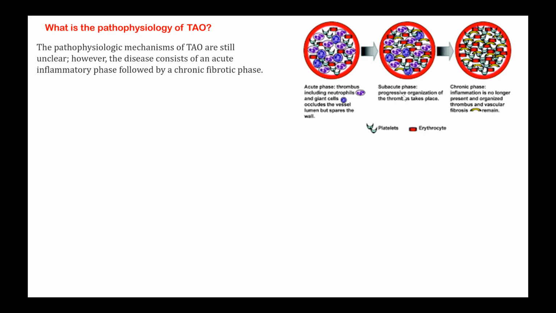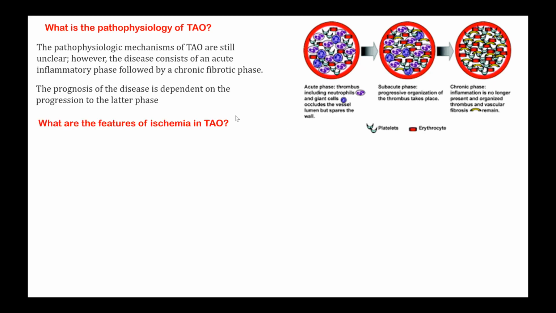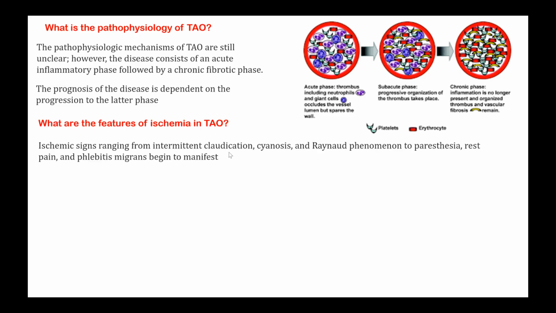In subacute, progressive organization of the thrombus takes place. In chronic cases, inflammation is no longer present and organized thrombus and vascular fibrosis remain. It is the vascular fibrosis which determines the ultimate prognosis. The ischemic features range from intermittent claudication to cyanosis, Raynaud phenomenon or paresthesia, rest pain, phlebitis migrans, all can manifest. And there is a criteria called Shionoya criteria for diagnosing TAO.